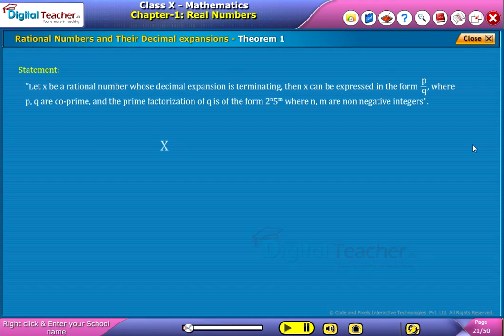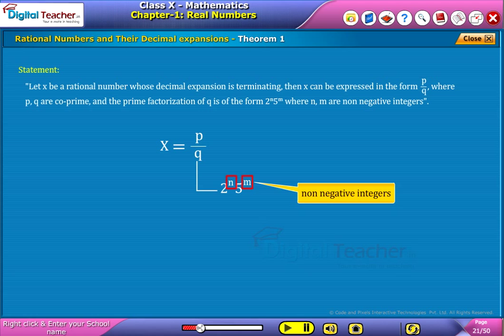Let x be a rational number whose decimal expansion is terminating. Then x can be expressed in the form p by q, where p, q are co-prime and the prime factorization of q is of the form 2 power n, 5 power m, where n, m are non-negative integers.